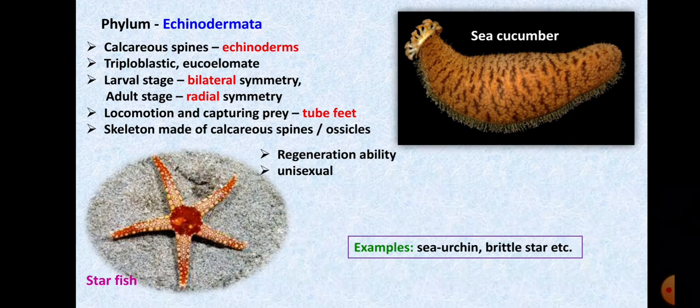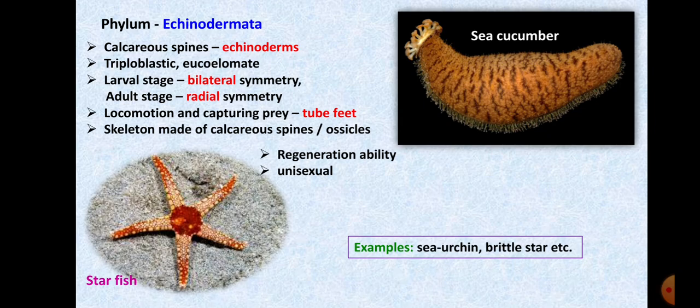Sea cucumber, it looks like a cucumber and it is found in the sea, so they named it sea cucumber. It's a fish in the form of star shape, hence starfish. Okay, so you can remember this way. Next feature, triploblastic, yes, 3 germ layers and eucoelomate, that is true body cavity is present.